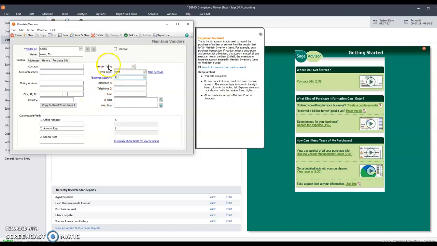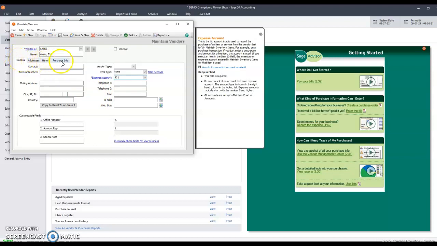This just means that a large percentage of the time we're going to debit purchases if we buy something on account from Vases. And so it's going to be already set up on the invoice. We don't have to keep typing it in. All right. So there's our general tab.